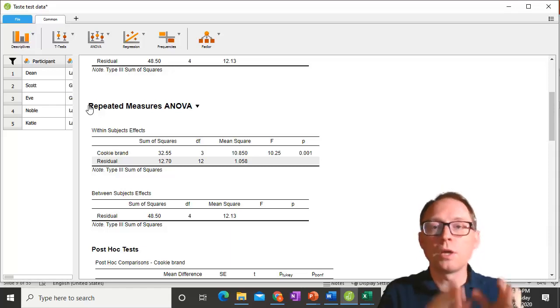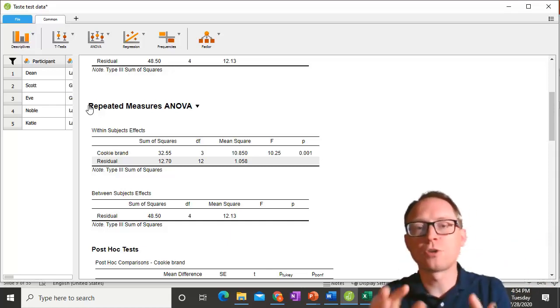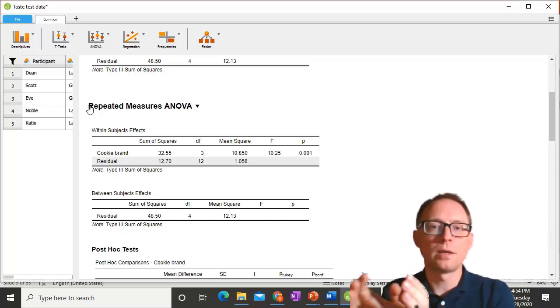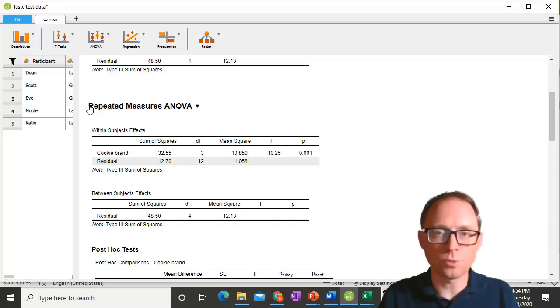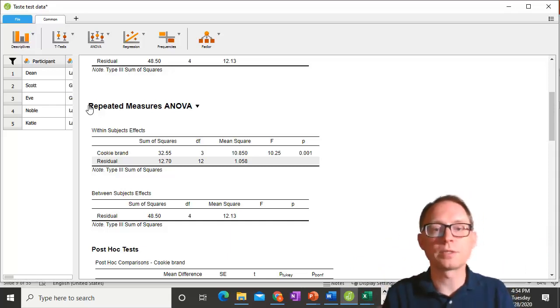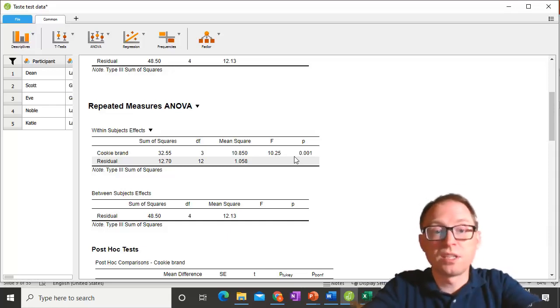So if one group had had Chips Ahoy and a separate group had had Sugar Free and a separate group had had Chippers and another group had had Chips Deluxe, that would be independent groups, right? We would run a different analysis of variance, one that would not be repeated measures. So this particular one says that there was a significant difference in the cookie brand. That's all it says. It says there was a significant difference in the liking of the cookie brand.